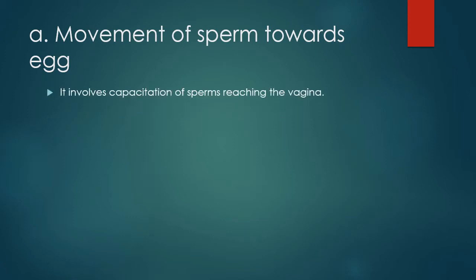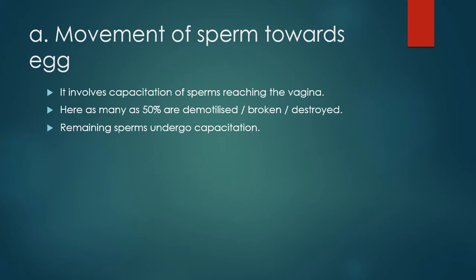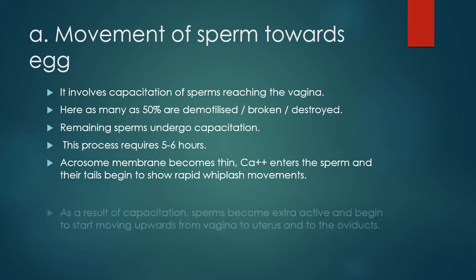It involves capacitation of sperms reaching the vagina. Here as many as 50% are immotile or broken or destroyed. Remaining sperms undergo capacitation. This process requires 5 to 6 hours. Acrosome membrane becomes thin. Calcium ion enters the sperm and their tails begin to show rapid whiplash movements.